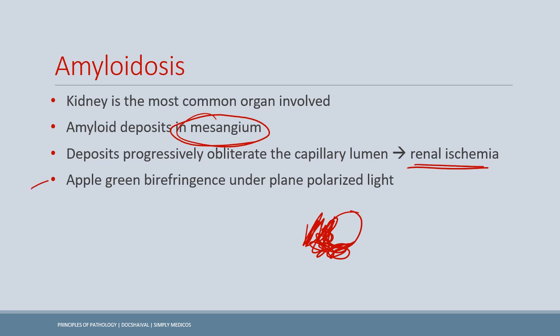Now the characteristic feature of any amyloidosis is the apple green birefringence in plane polarized light. And can you say how do we stain them? Yes, we stain them with Congo red stain.